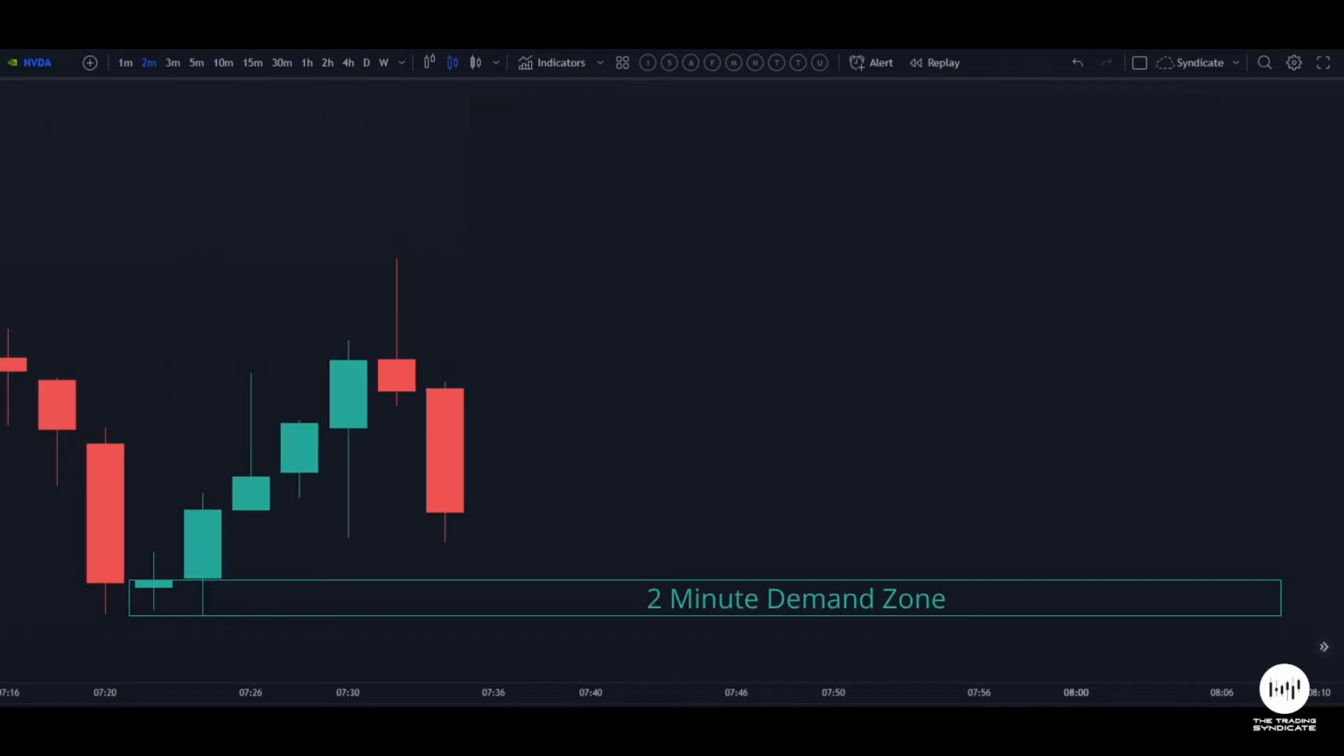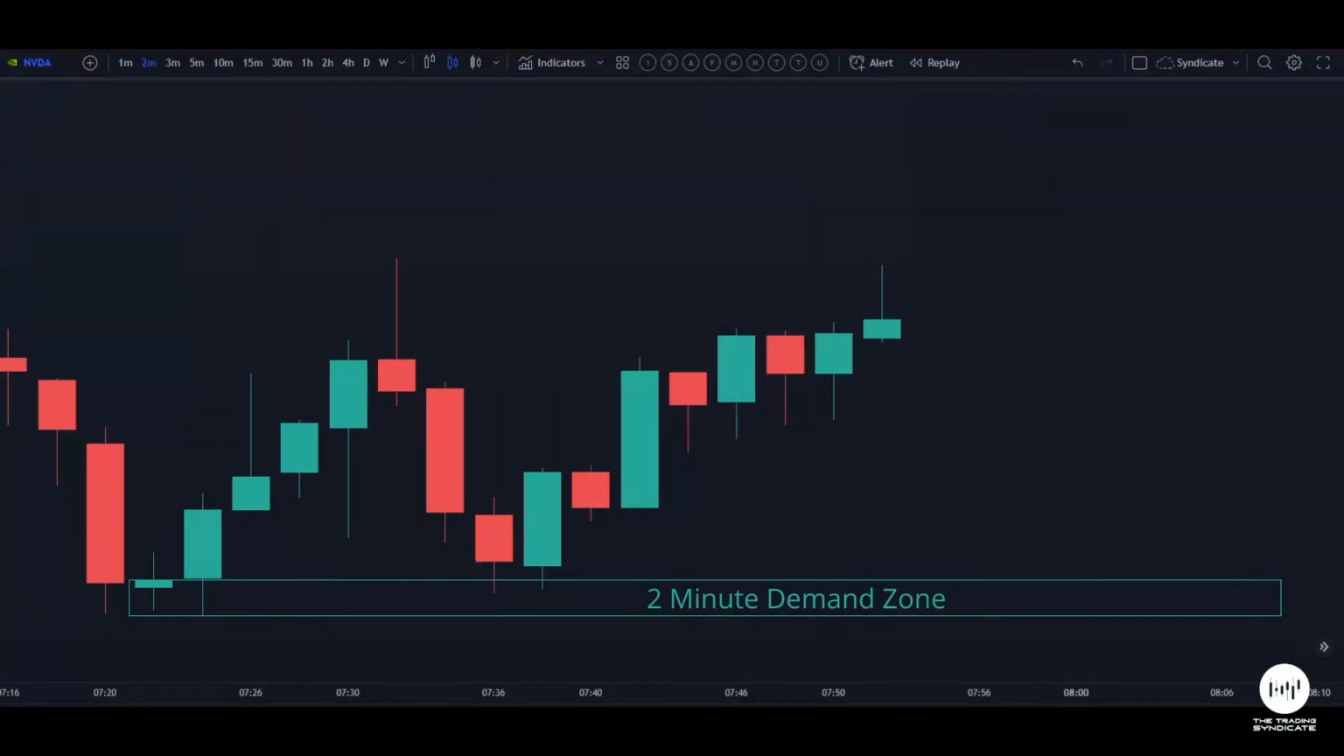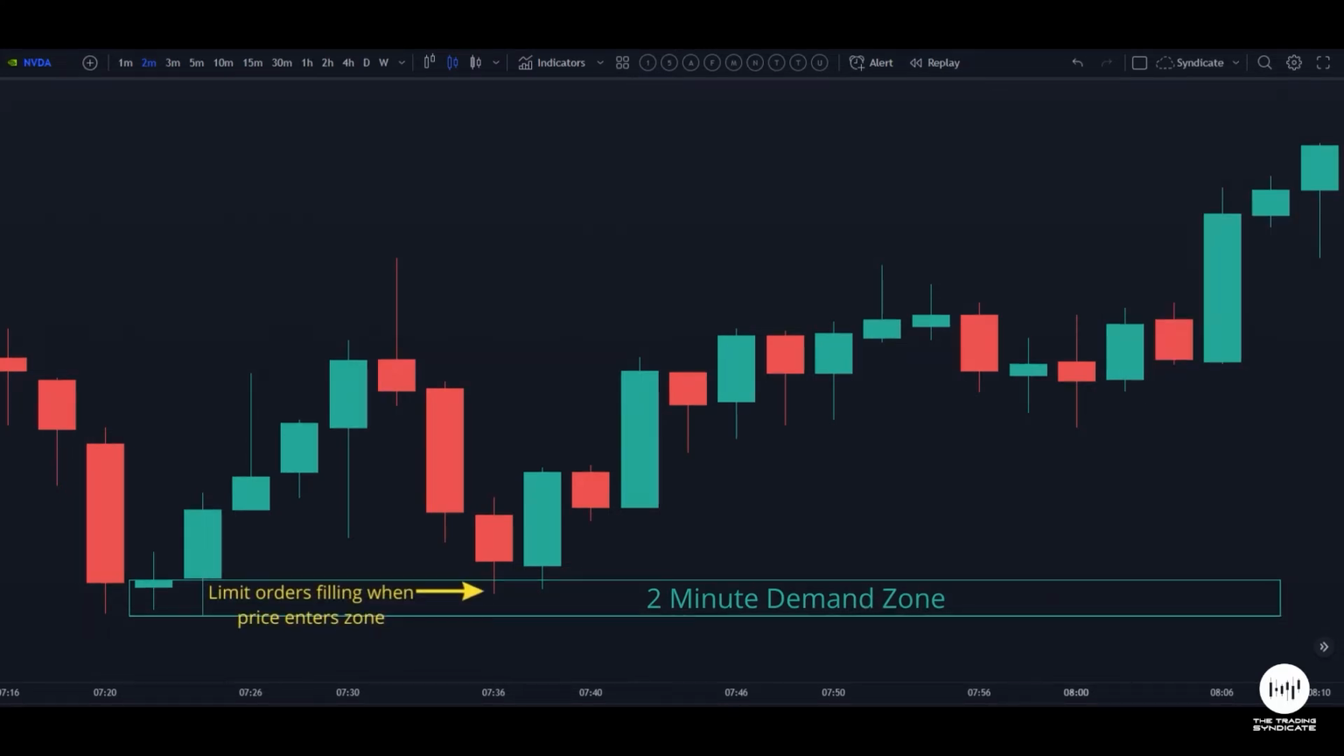Now let's watch this move develop and again take note of what is occurring when price re-enters the zone that we have just identified. As we can see, when price re-enters this zone, price quickly bounces back upward as those limit orders are now filling. Nonetheless, the demand zone works the same as the others from the examples we have seen. The only difference is that we use the low of the second candle instead of the first.